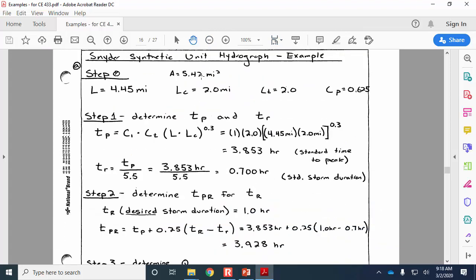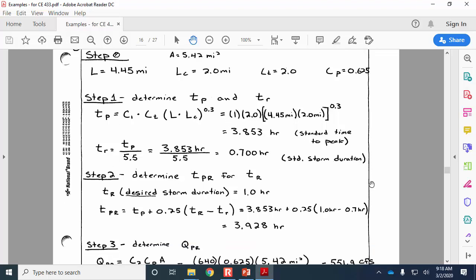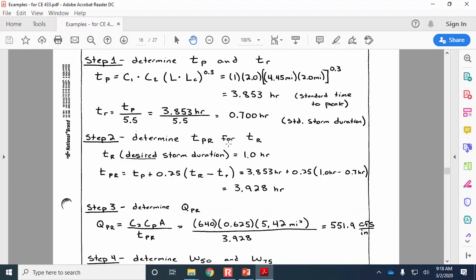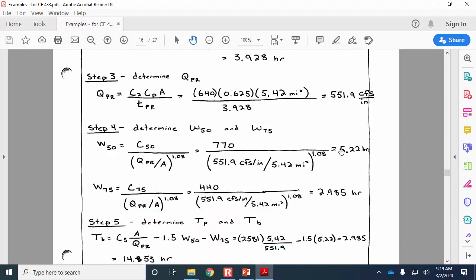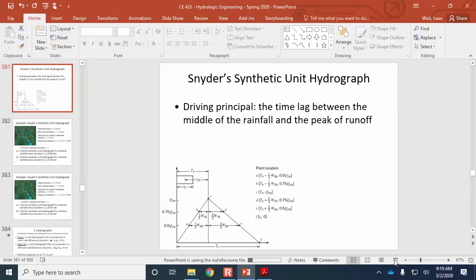And so then in the specific example that we've got, you would calculate the time to peak with the known geometric parameters and the coefficients having to do with the units, transform the T sub P into the T sub R, which is the standard storm duration. You then calculate the time for the desired storm duration, calculate the height of the peak, and I want to point out that the units here, in this case 552, that's the CFS per inch of rainfall excess. And then the W50 and W75 is just kind of the geometric parameters that's showing how wide the hydrograph is at a certain flow rate.